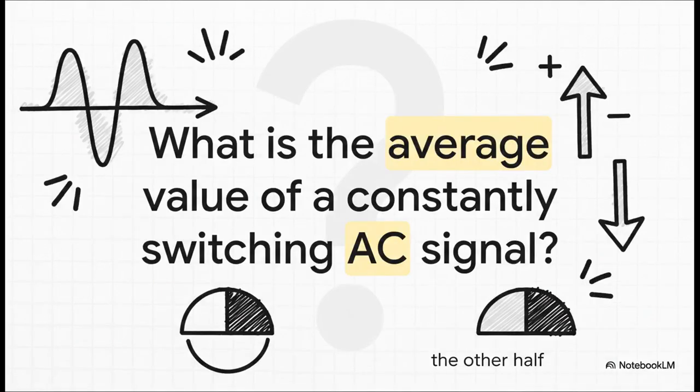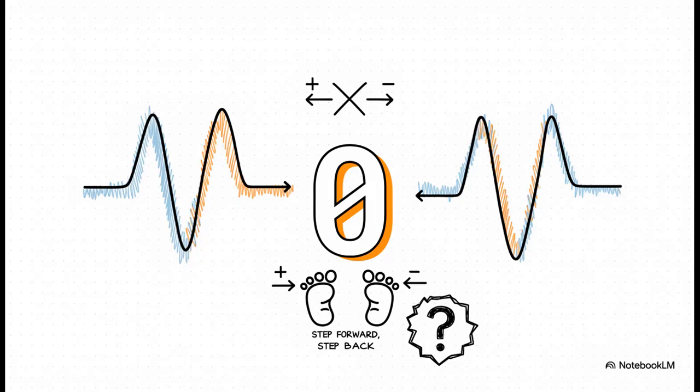Okay, so this constant back and forth, this switching from positive to negative, brings up a really interesting puzzle. I mean, think about it for a second. If the current spends exactly half its time flowing one way and the other half flowing the exact opposite way, what happens when you try to average it all out? Yup, it's zero. Over one full cycle, that positive half completely cancels out the negative half. It's like taking one step forward and then one step right back. On average, you haven't actually gone anywhere.